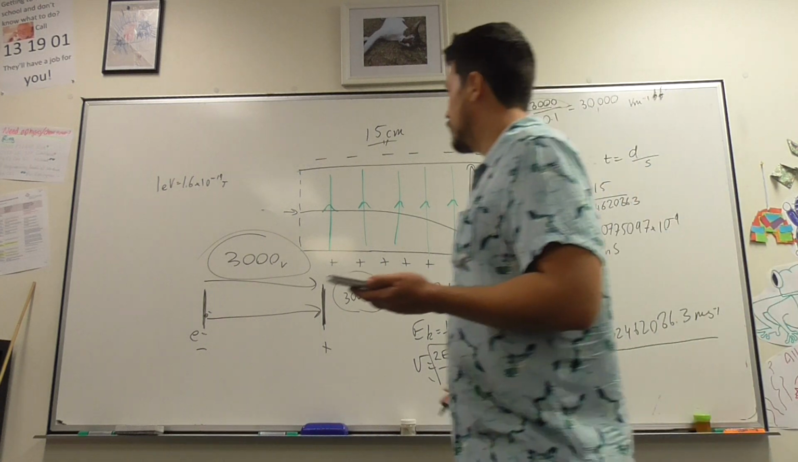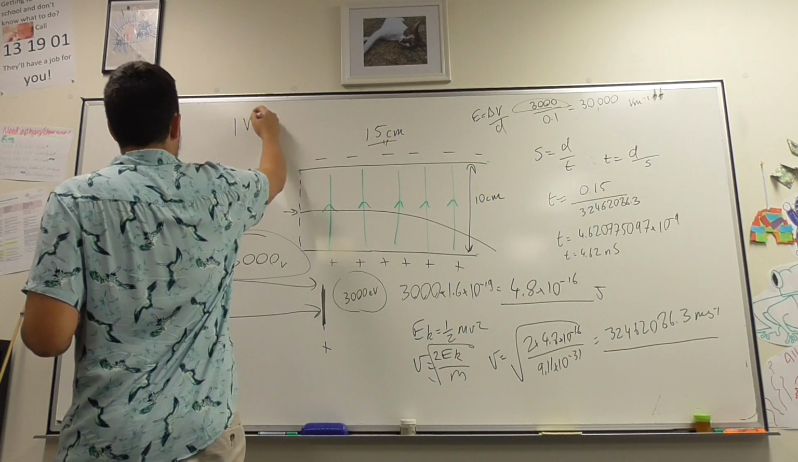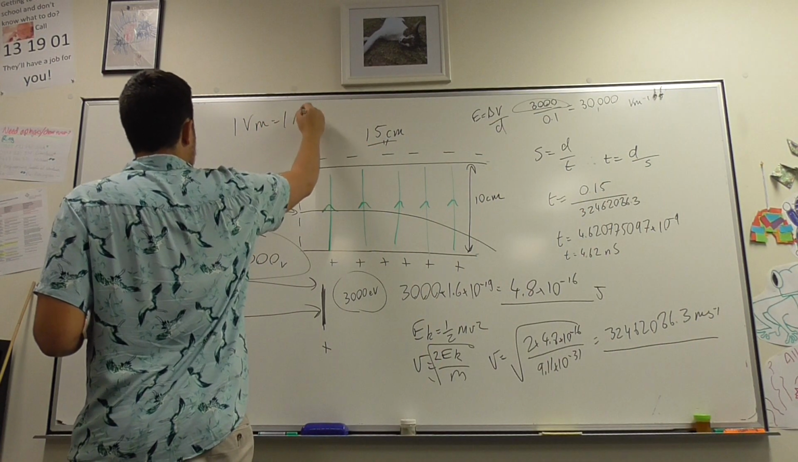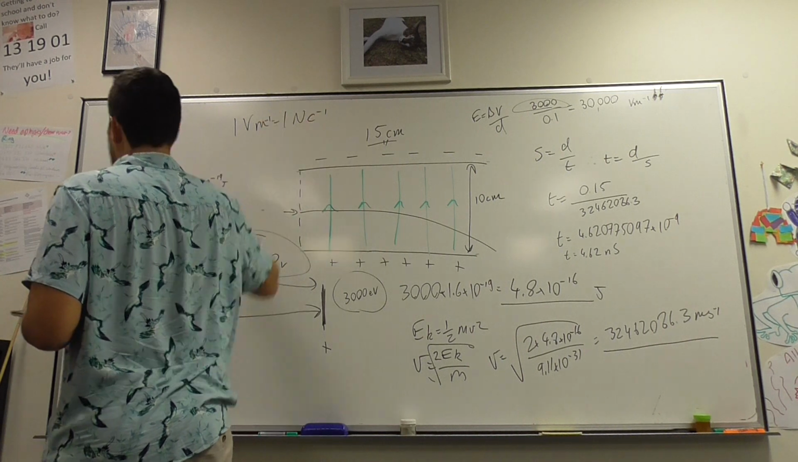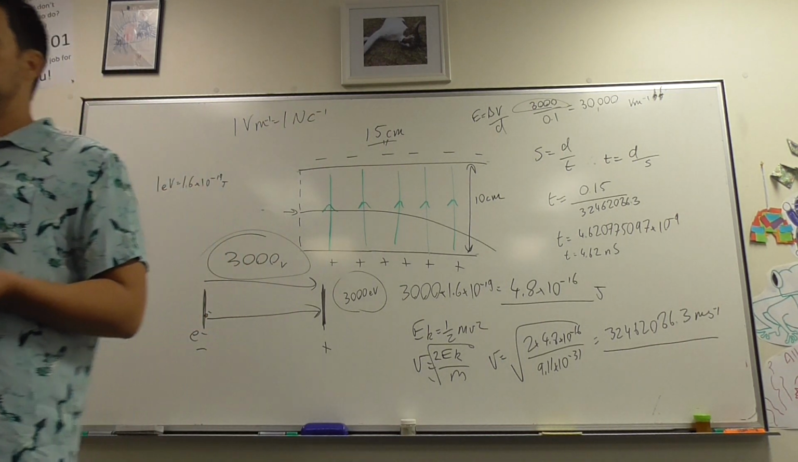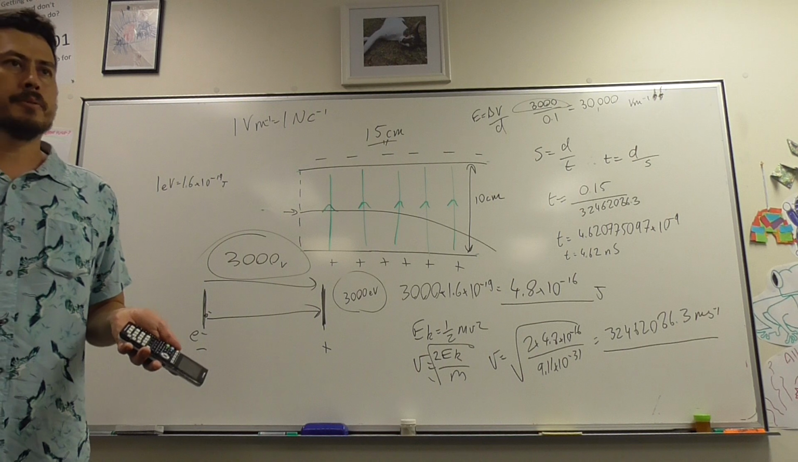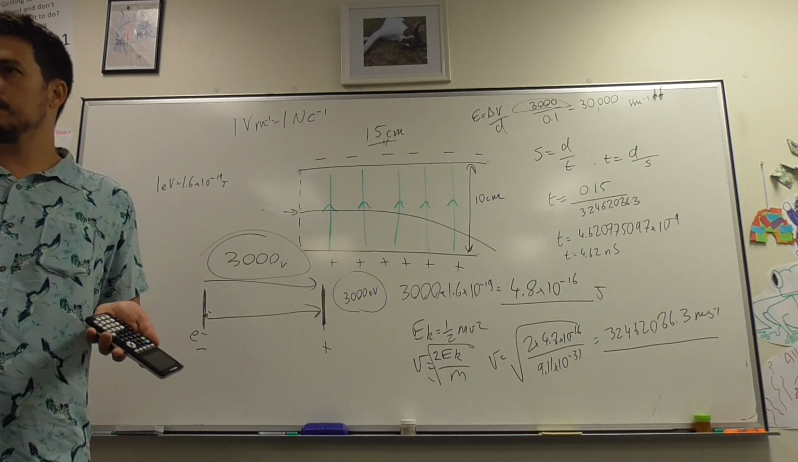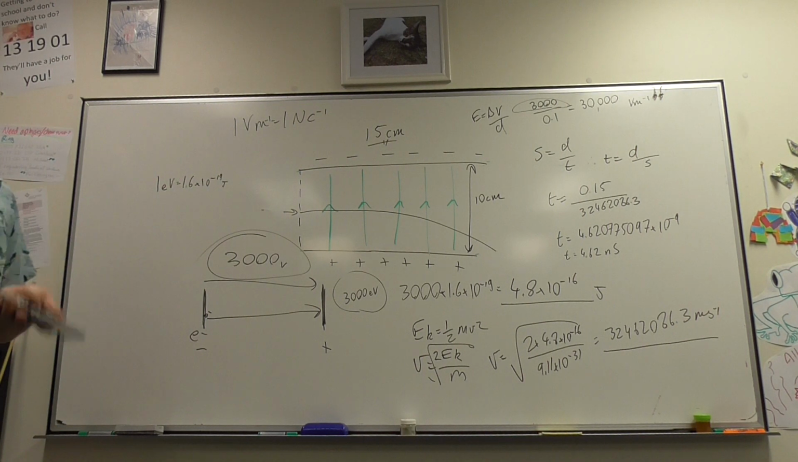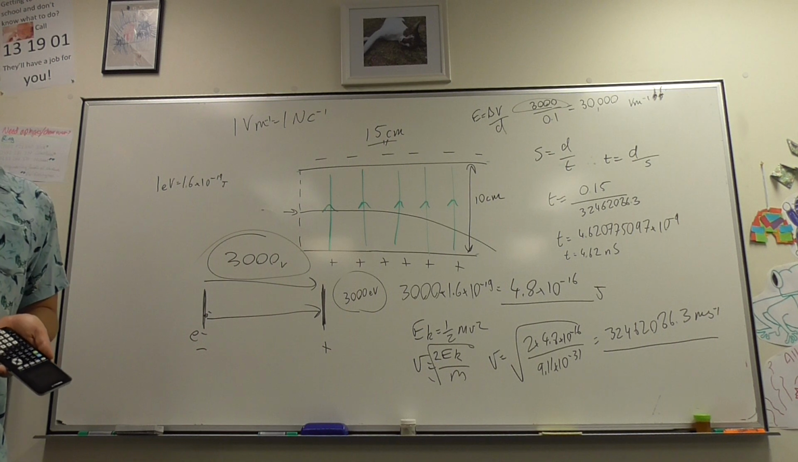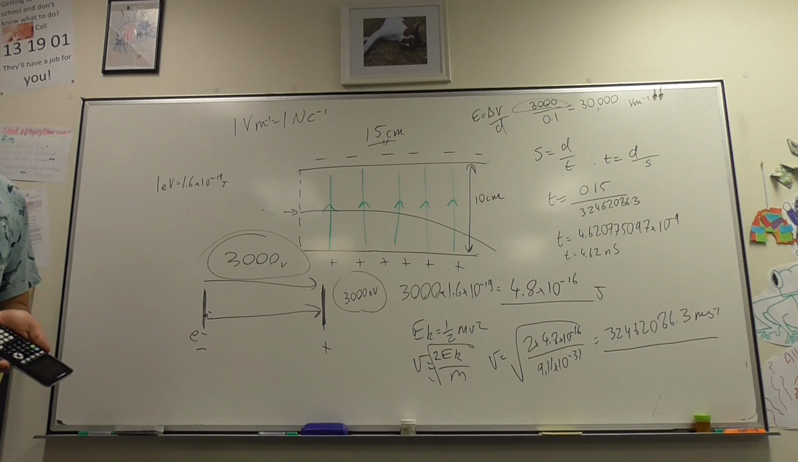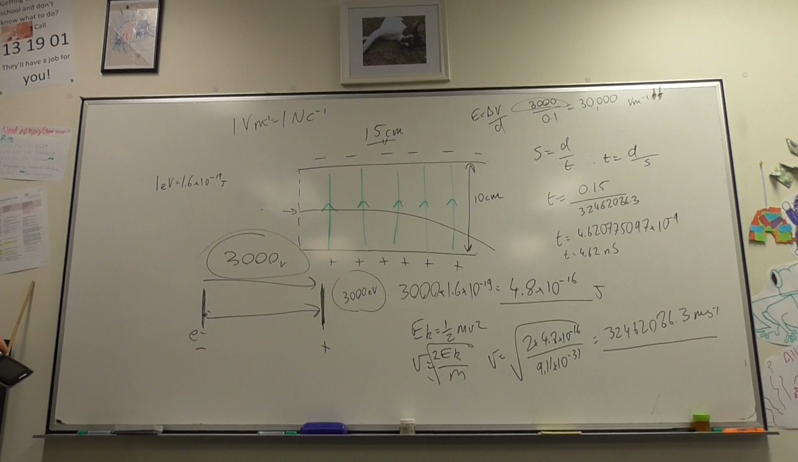Now here's the deal. 1 volt per meter is equal to 1 Newton per Coulomb. You might be aware of newtons per Coulomb from the electric force calculation. Now we're going to do volts per meter.